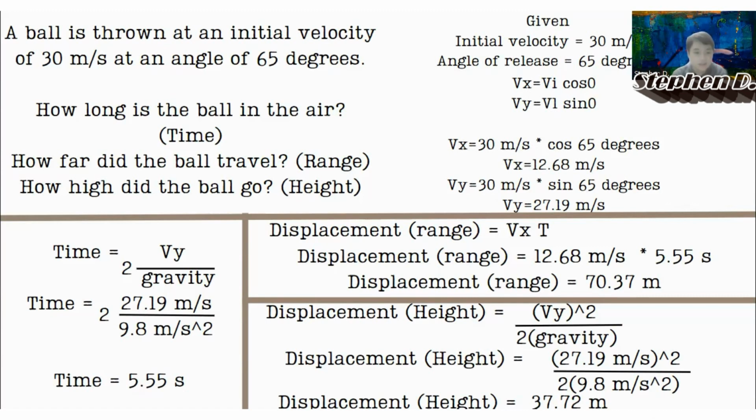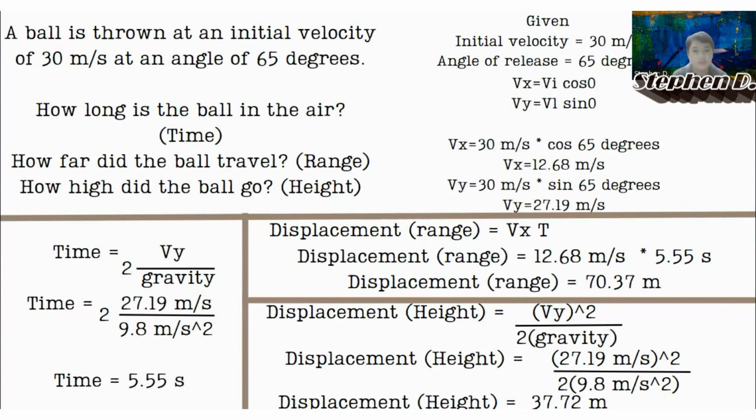To understand this more easily, we cancel the meters and meters from the 27.19 and 9.8, and then seconds as well. And since seconds is squared, we still have 1 unit of seconds. That's why we have 5.55 seconds for the time.